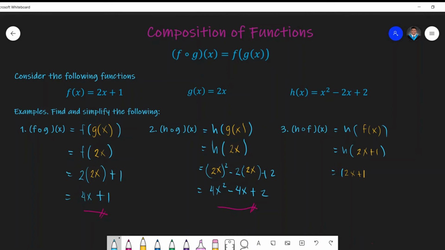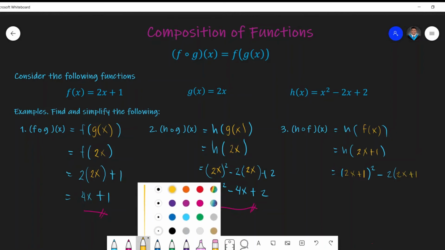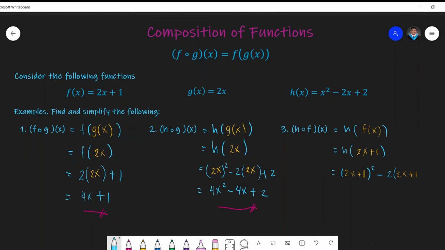Then naka-squared sa ating given si x squared dito. So that means dito i-square din natin to. Then minus 2, then times, same pa rin, meron tayong x dito, so ilagay din natin si 2x plus 1 dyan. So we have 2x plus 1, then plus 2. Again, ito yung basis natin: we just simply evaluate this function when the value of x is equal to the function f of x.